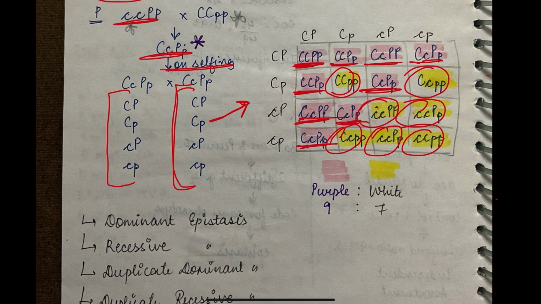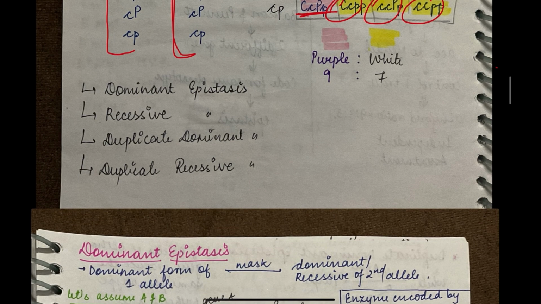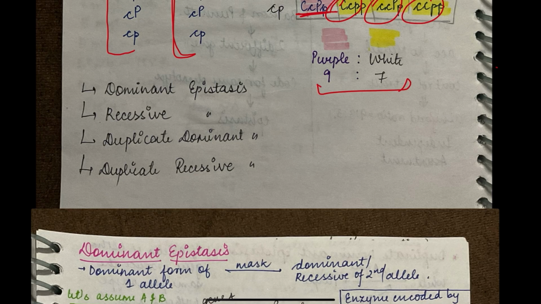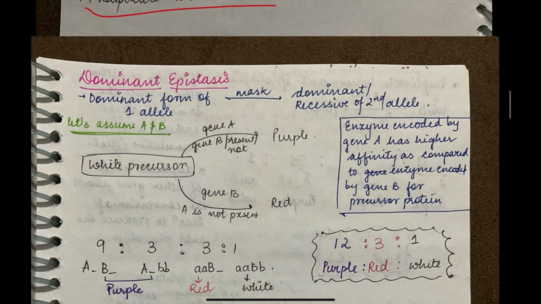I know you might be thinking that the topic is getting a bit difficult. We'll move further, you'll get to understand. You can't get the topic at once because it is one of the difficult topics and a very important topic from the CSIR point of view. Okay, so in epistasis we consider four different cases: dominant epistasis, recessive, duplicate dominant and duplicate recessive.